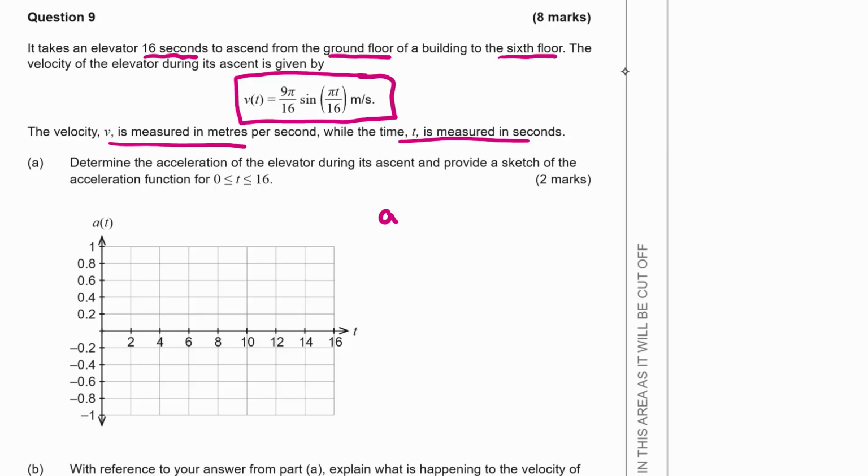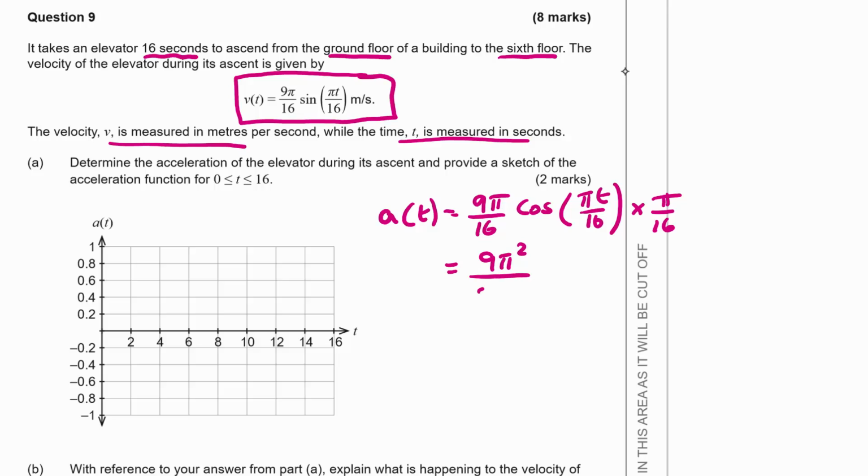So we know that to get the acceleration we're going to differentiate. So that's going to be 9 pi by 16 cos pi t on 16. And don't forget to use the chain rule. So we'll have a pi by 16 here, which is going to give me 9 pi squared over 256 cos pi t by 16.